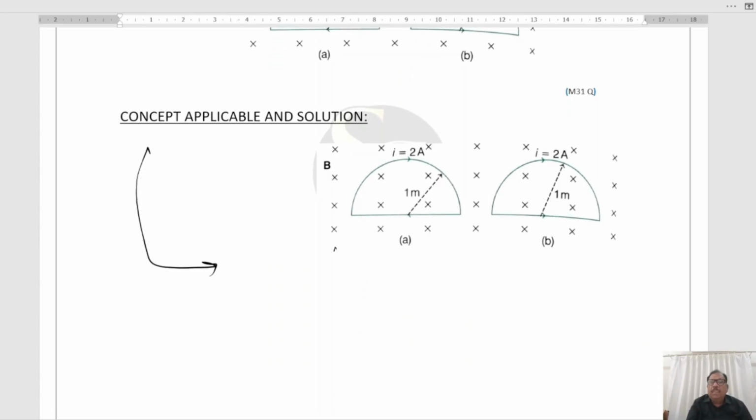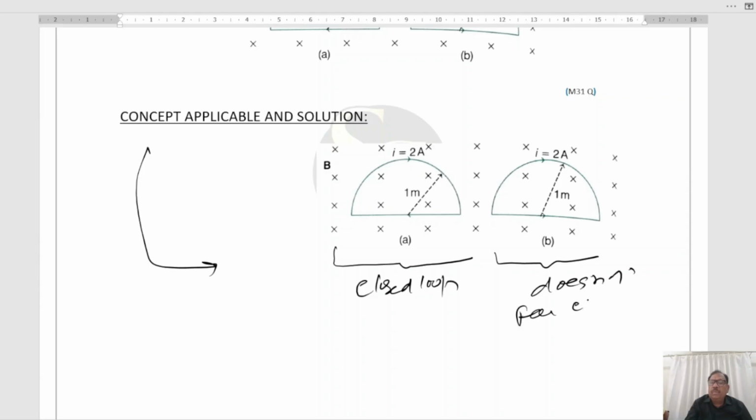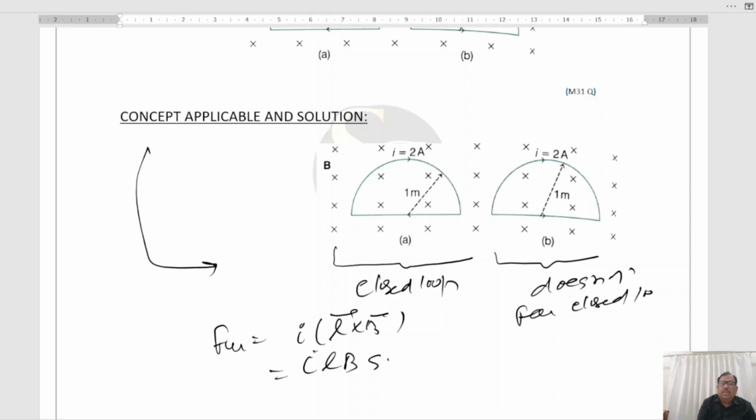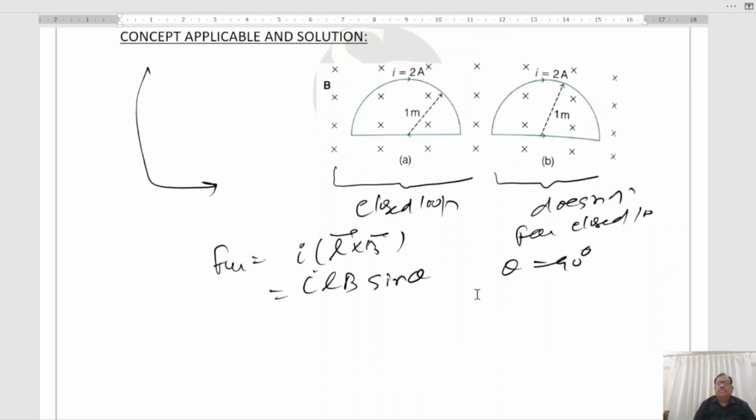There are two figures. This is figure 1. It forms a closed loop. The other does not form a closed loop. You know, magnetic force is given by I L cross B, that is I L B sin theta, theta equal to 90 degrees. Right? Now, case 1.